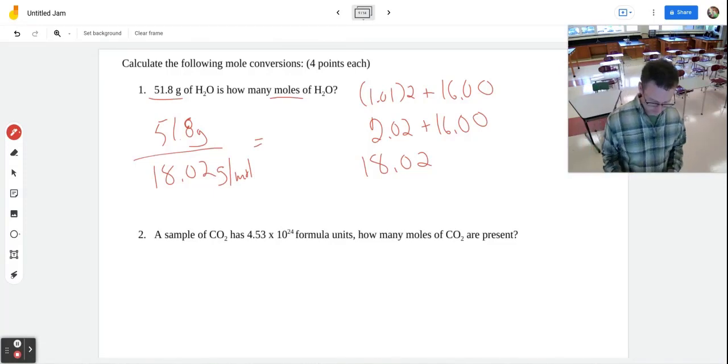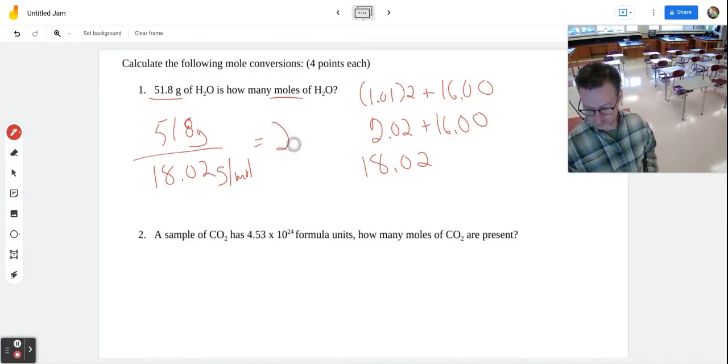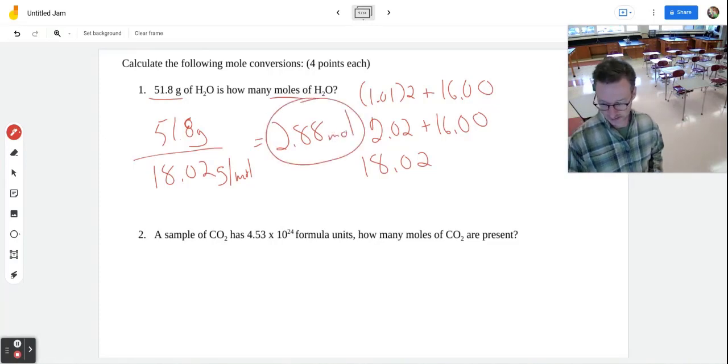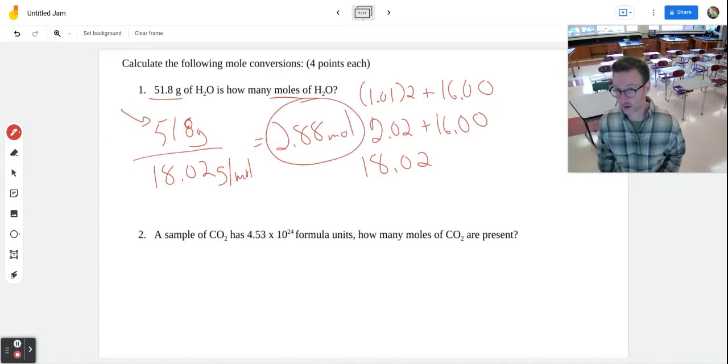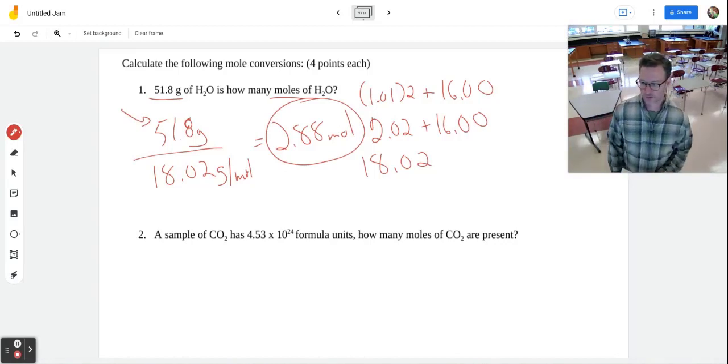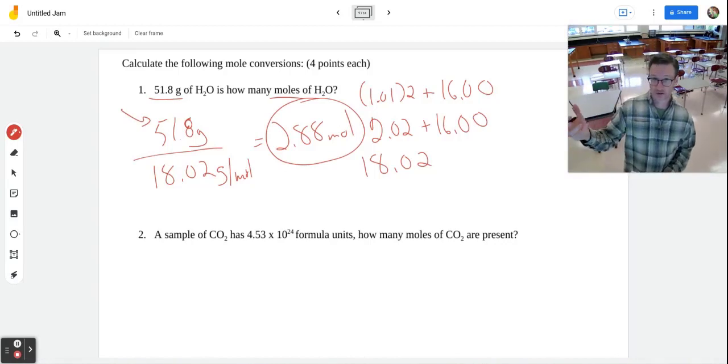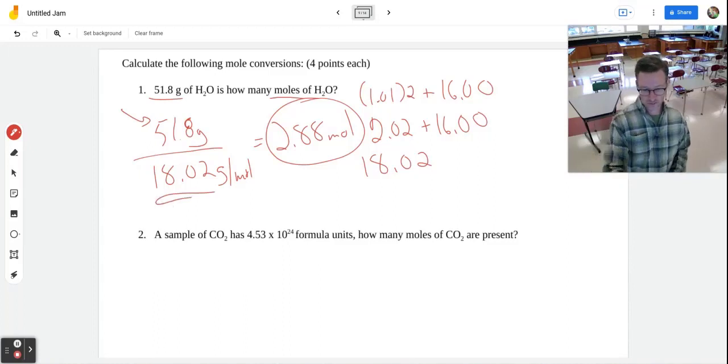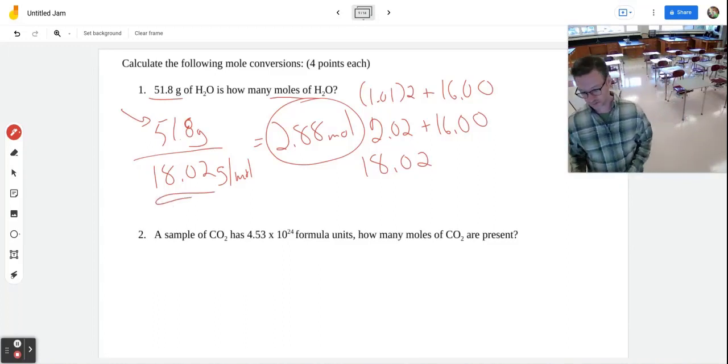And I end up with 2.88 moles. Okay, my answer has three digits because my starting number had three digits. So divide the amount that you're given by the molar mass of the compound, which we had to find first. And that's how you convert from grams to moles.